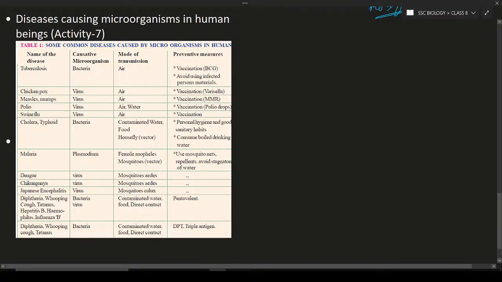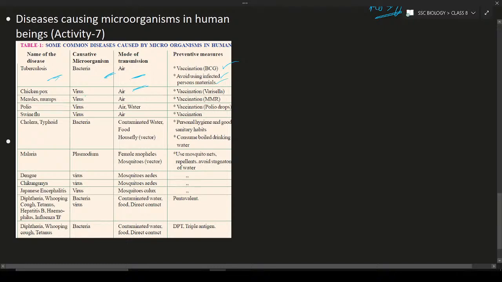They may mention the diseases seen in this table: tuberculosis, chickenpox, measles, mumps, polio, and so on. Here you can see tuberculosis. It is caused by bacteria. People who get tuberculosis have a lot of coughing. The mode of transmission is air. Prevention includes the BCG vaccine, and avoiding the use of infected personal materials. These are the preventive measures.